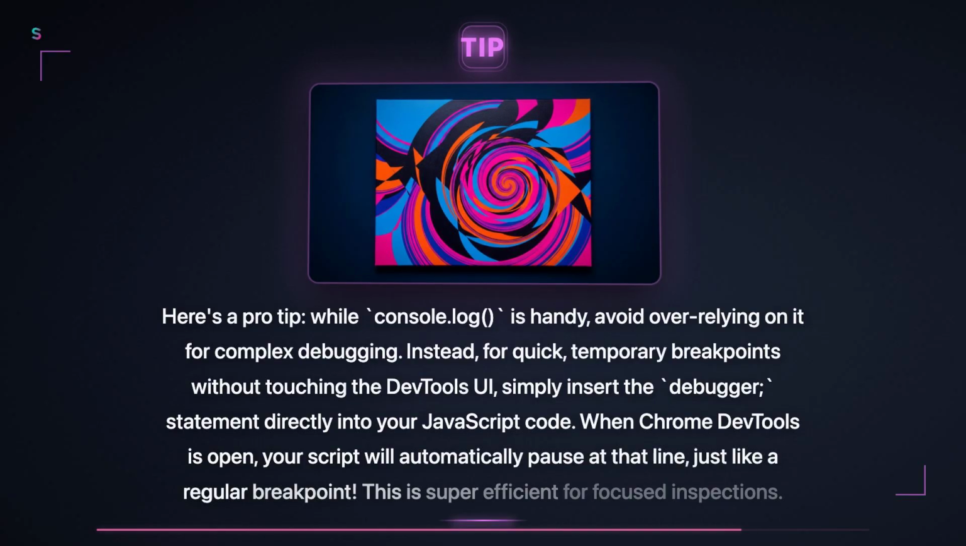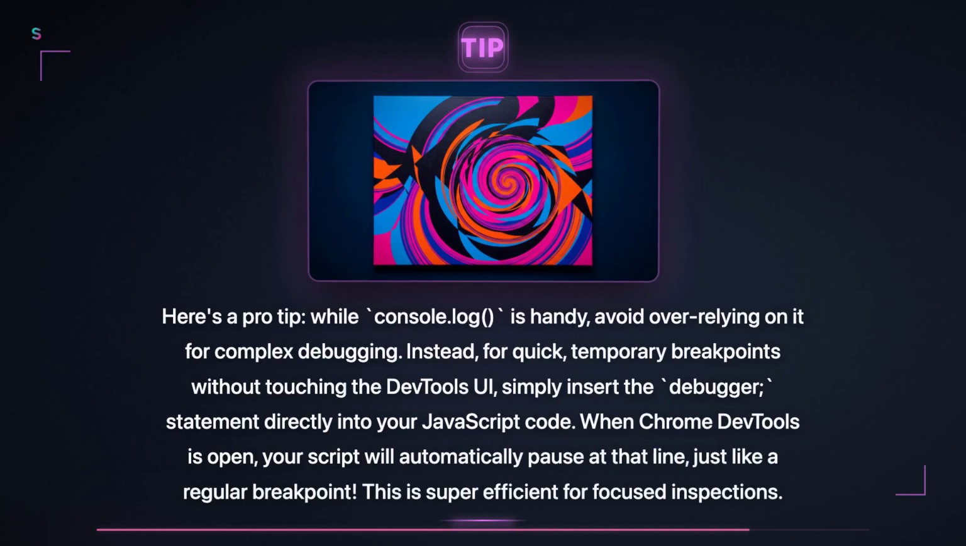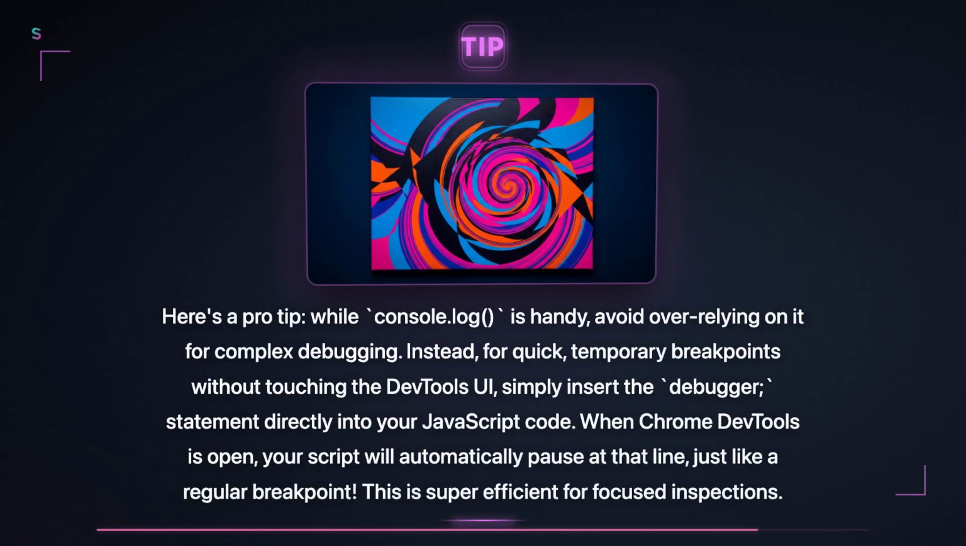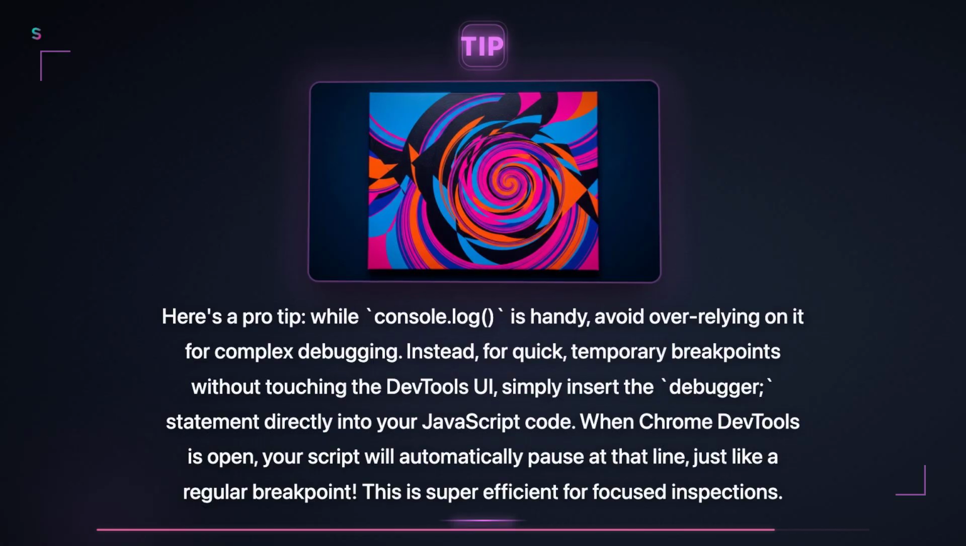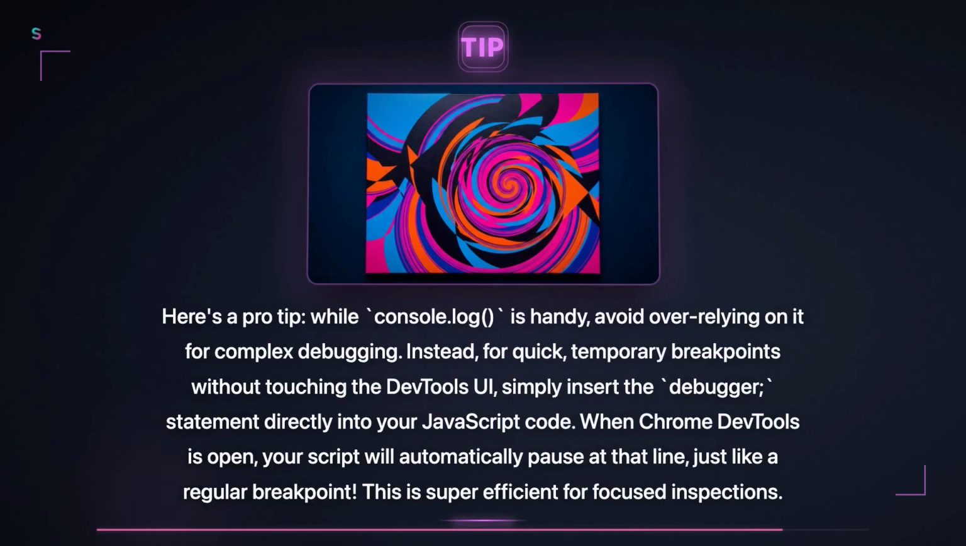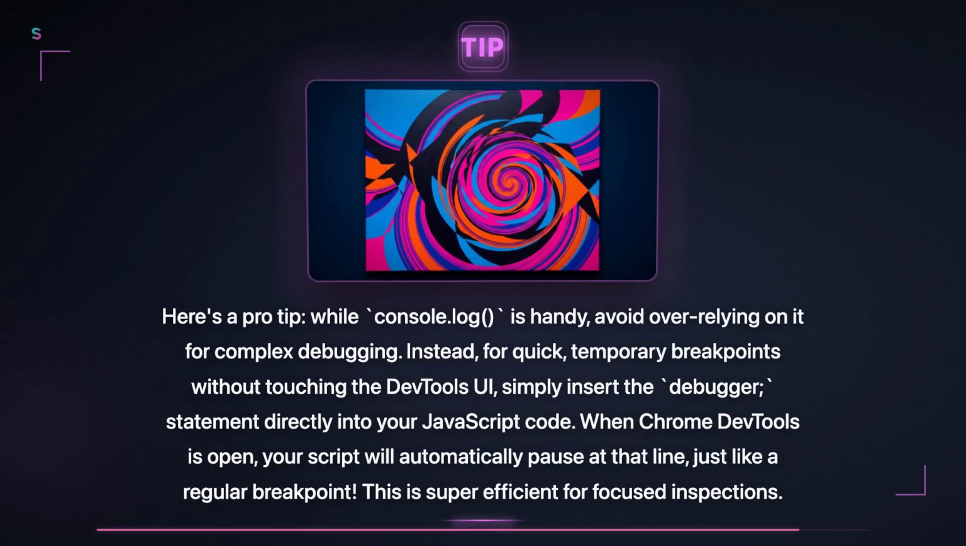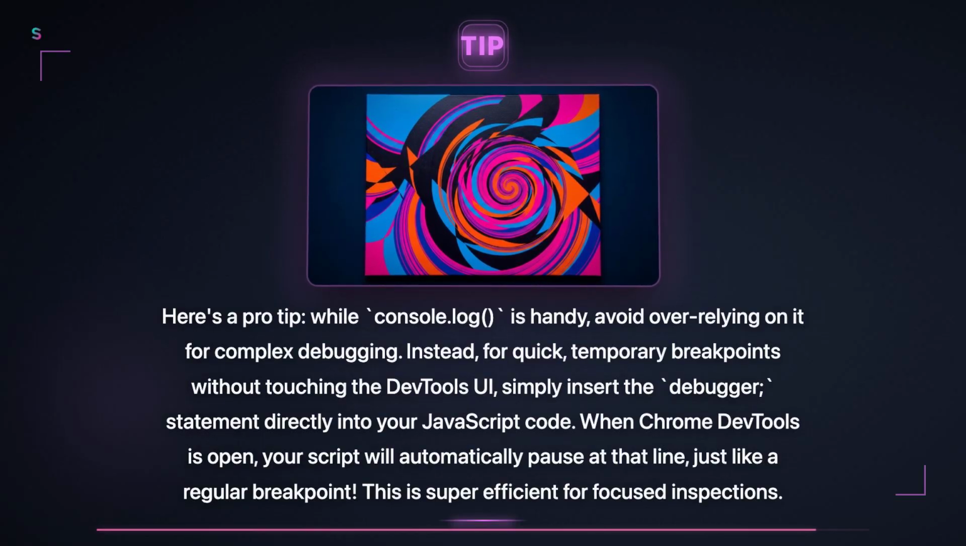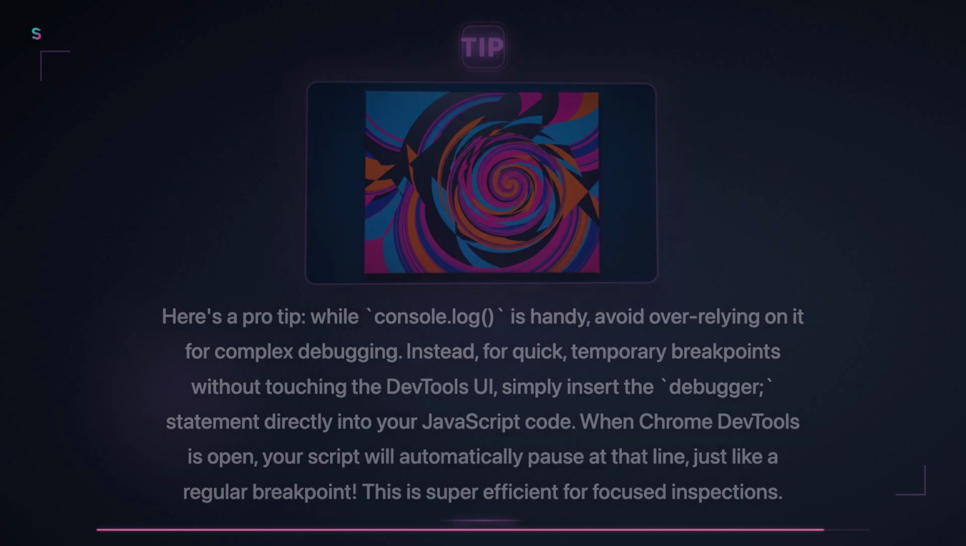Here's a pro tip: console.log is handy. Avoid over-relying on it for complex debugging. Instead, for quick, temporary breakpoints without touching the DevTools UI, simply insert the debugger statement directly into your JavaScript code. When Chrome DevTools is open, your script will automatically pause at that line, just like a regular breakpoint. This is super efficient for focused inspections.